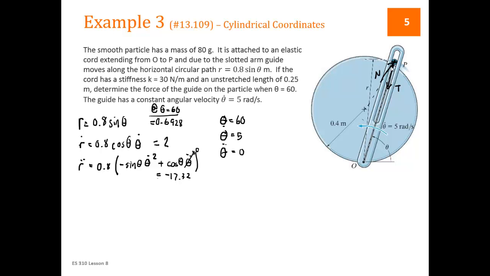And then we've got Fn, which is what we're trying to find. Fn is going to be perpendicular to the tension, because it's perpendicular to this shaft with the hole in it, which goes along the rope where the tension is. So that then is Fn.